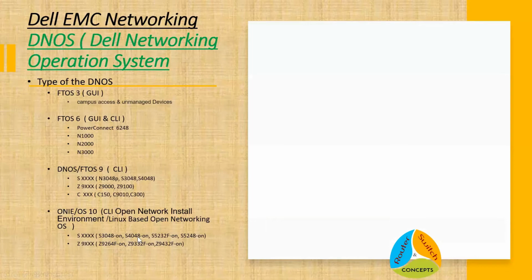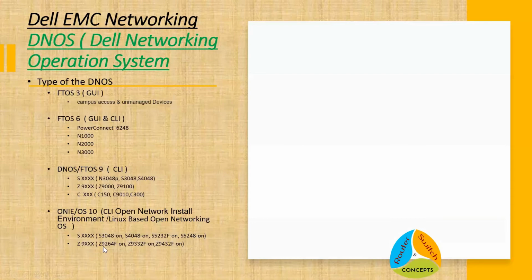Likewise, 4048 is an S4000 series, which comes with 48 copper ports, and it comes with fiber also. So both models are supported in OS 10 as well as OS 9. 5232 is basically the S5200 series, and it comes with 32 fiber ports. Again, it is an open networking switch, so it only supports OS 10. The latest hardware whatever Dell is introducing in the market right now supports only OS 10, not OS 9. Likewise, 5248 is also an OS 10 supported box.